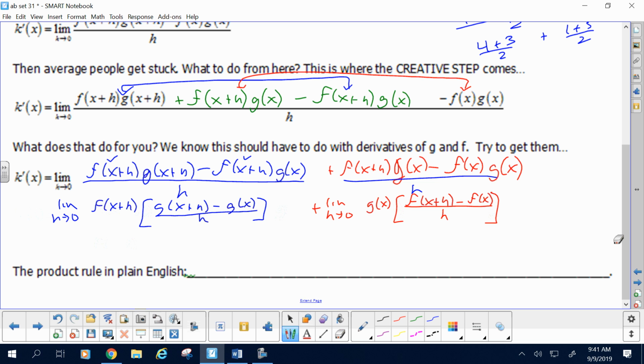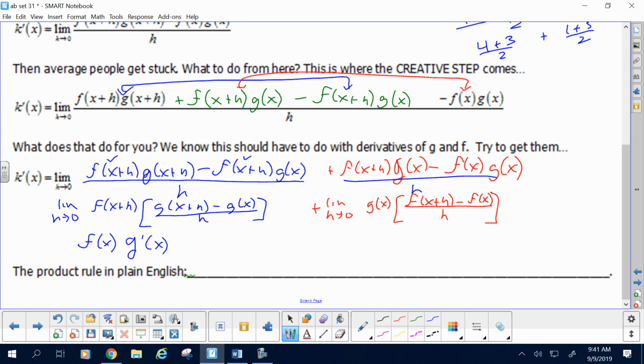Just keep working. All right, so I know this is kind of kooky, but as h goes to 0, what does this approach? F of x. And as h goes to 0, what does this look like? Oh, this and that makes what? What is it? We just said, what does this look like? The derivative. So what is this? This and that is g prime.